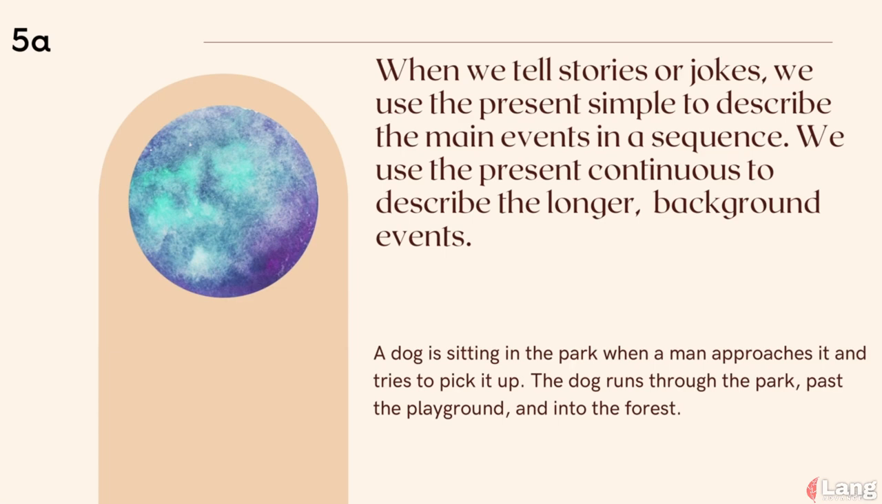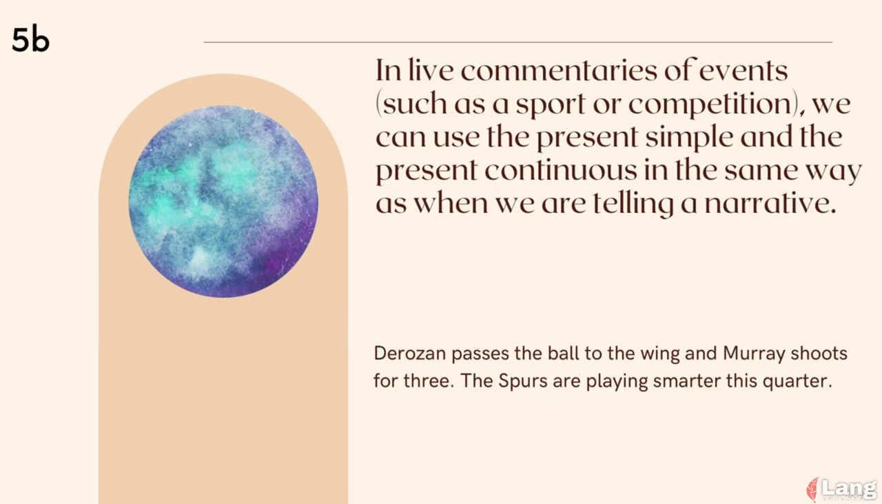Present continuous describes the longer background events. Present simple describes the main events in a sequence. In live commentaries of events, like sports, we can use the present simple and the present continuous in the same way as when we are telling a narrative. So the same as the last slide, basically.